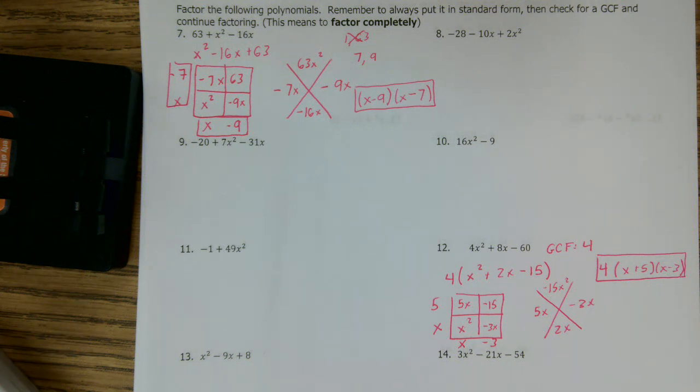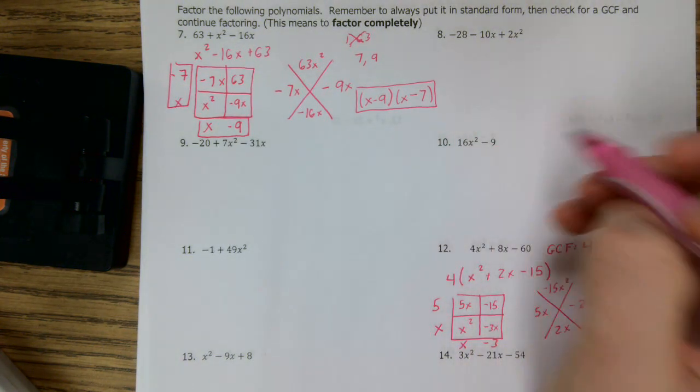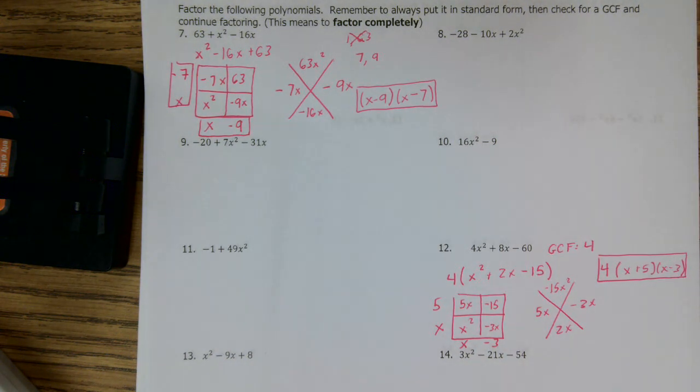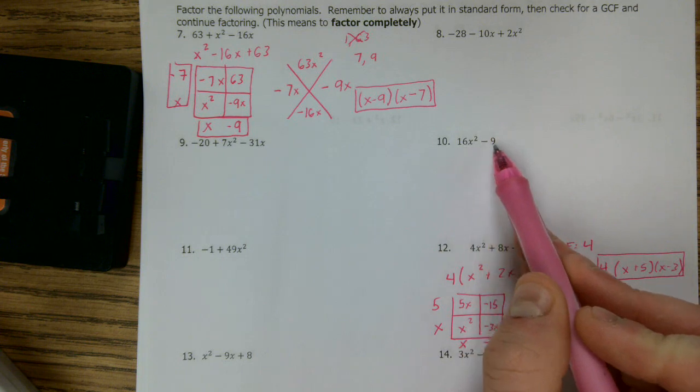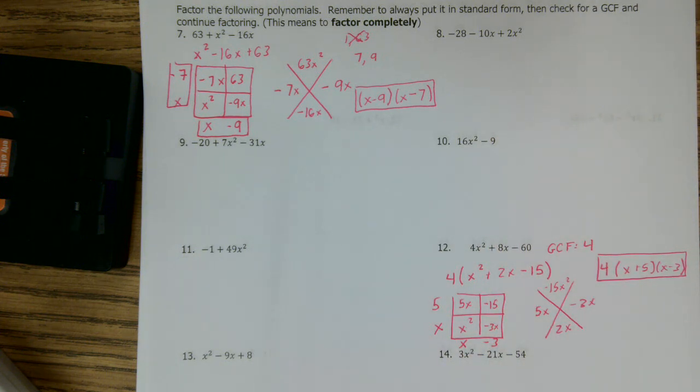The last problem I wanted to look at was just an example like number 10 here. Number 10, 16x squared minus 9. A lot of you are going to look and say, well, there's no x term there, all right? Well, in this case, we're going to set up the same thing. First and foremost, it's written in standard form, so we don't have to do anything special to it. There's nothing that I can pull out of 16 and a negative 9 for a GCF.